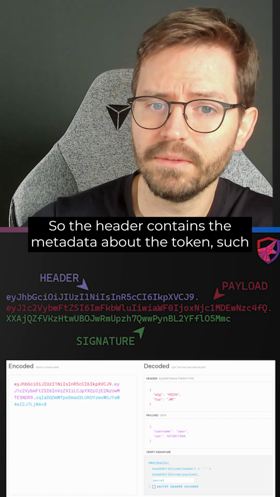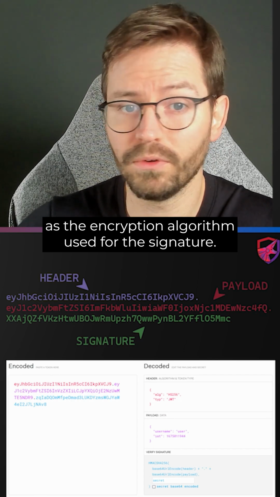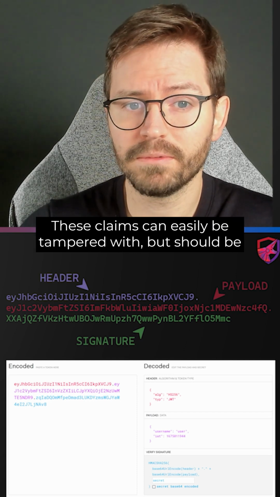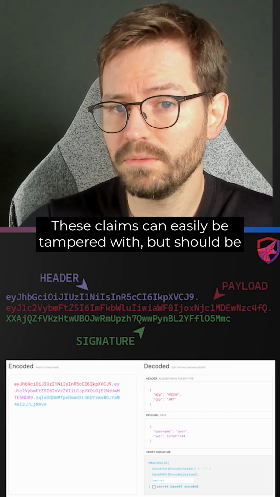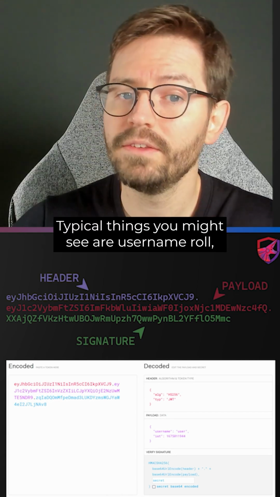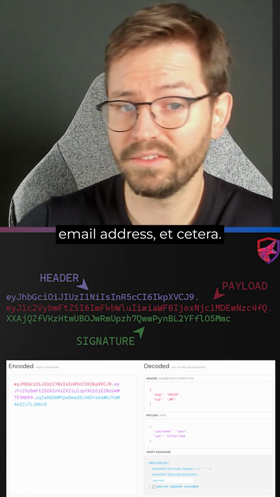So the header contains the metadata about the token, such as the encryption algorithm used for the signature. The payload contains what are called claims. These claims can easily be tampered with, but should be protected with a signature that would detect any tampering. Typical things you might see are username, role, email address, etc.